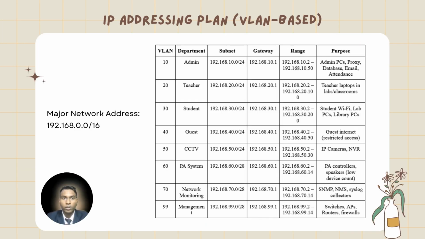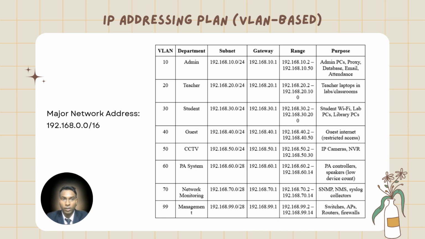Good morning, I'm Logan and I'll present an exhaustive IP addressing plan, a vital component for organizing the network efficiently. This slide ensures that every device and user group has a designated and secure address space. The major network address is set at 192.168.0.0/16, providing a broad IP range that we have subdivided into specific VLANs.